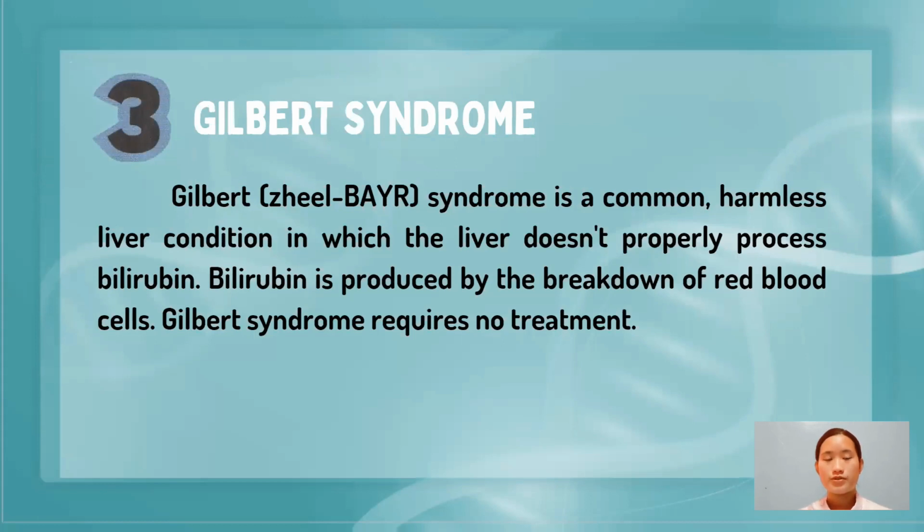Gilbert syndrome. Gilbert syndrome is an inherited genetic condition. You might not know you have Gilbert syndrome until it's discovered by accident, such as when a blood test shows raised bilirubin levels. Gilbert syndrome requires no treatment.